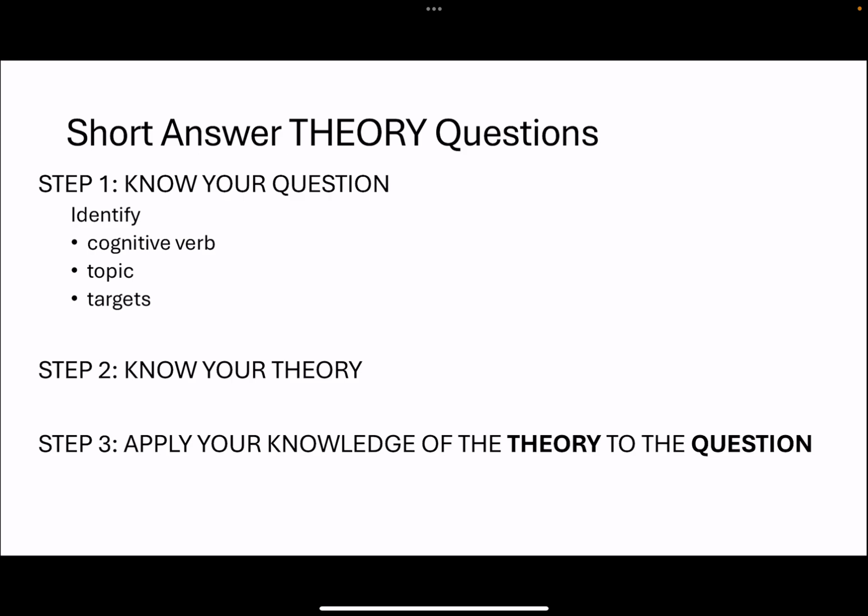Okay, to wrap up today, short answer theory questions. Step 1, know your question. Identify the cognitive verb. In this case, it was explain. The target here we were looking at being very clear on was making sure we could think about cause and effect. And the topic was around short-run aggregate supply. So know your theory and especially your models.